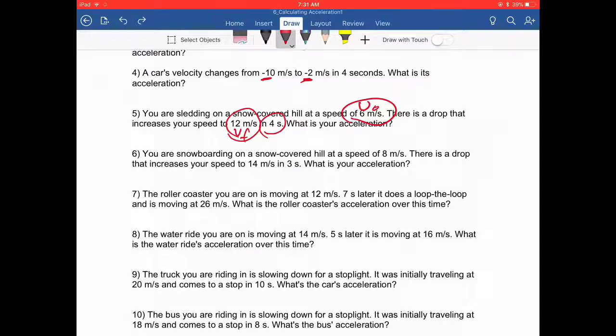Number 6, you're snowboarding on a snow-covered hill at a speed of 8. That's my original, VO. There's a drop that increases your speed to 14. That's the final. 3 seconds, there's your time. So it's going to be 14 minus 8 divided by 3. 6 divided by 3, it's 2 meters per second squared. Again, it's increasing speed.